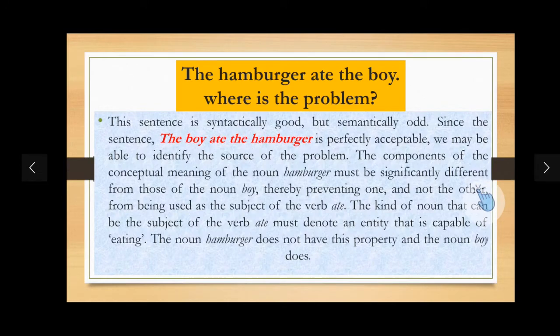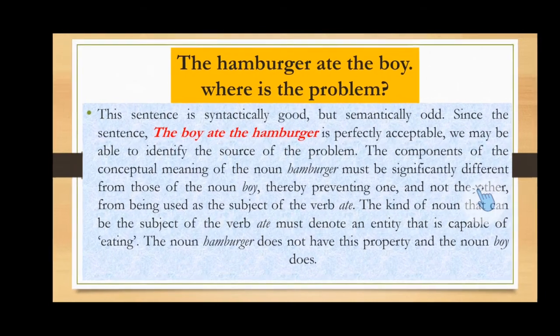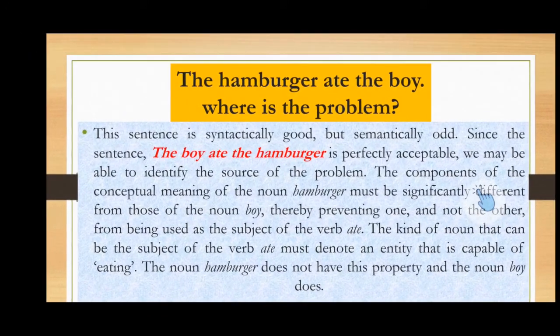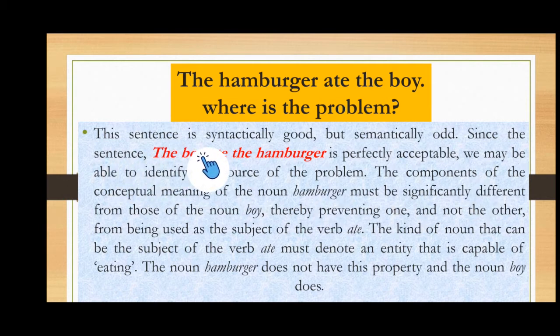The hamburger ate the boy. So when we produce such a sentence, where is the problem? Or what's the problem in this sentence? Let's see where the problem is in the sentence, the hamburger ate the boy, or why the sentence seems odd to us. The sentence is syntactically good. Even if you write this sentence, nobody can tell you that the word order of the sentence is incorrect. Nobody can tell you that there's a morphological disorder or that the sentence is morphologically incorrect. So it means that the sentence is perfectly good syntactically and grammatically, but the sentence is semantically odd.